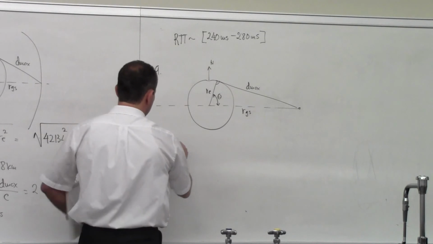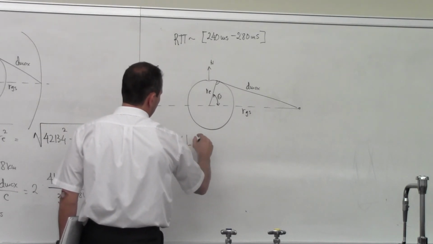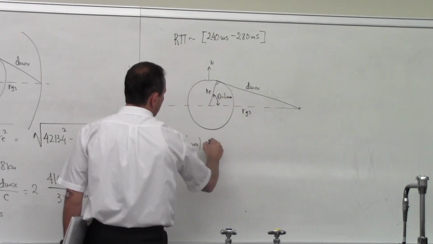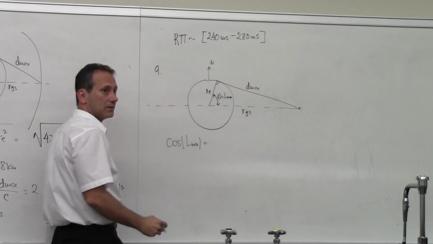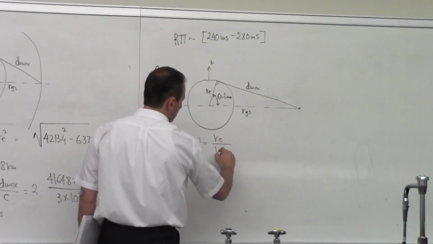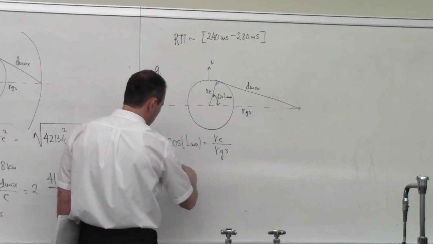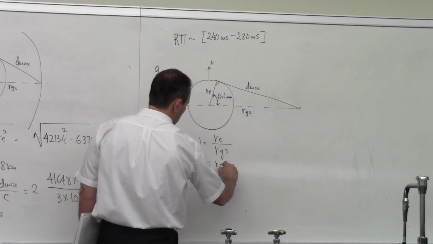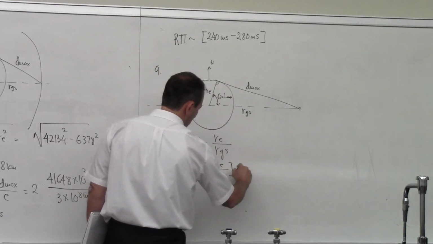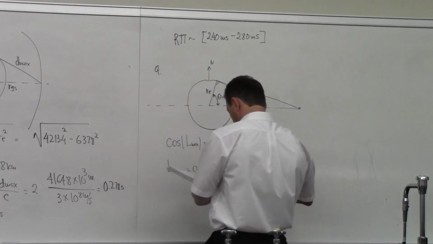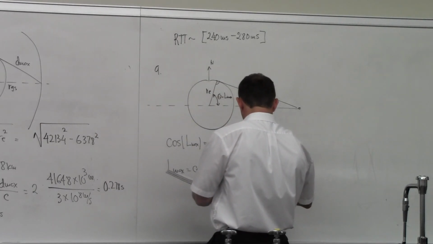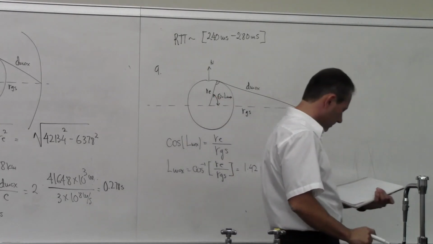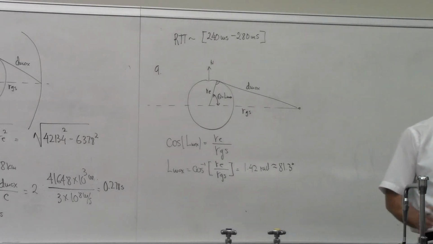And you can easily see, for example, cosine of L max is R_E over R_GS. Right? It's R_E over R_GS. Therefore, L max is equal to cosine inverse of R_E over R_GS. And when you calculate that, this is 1.42 radian, roughly 81.3 degrees. So you can cover up to latitude about 80 degrees.